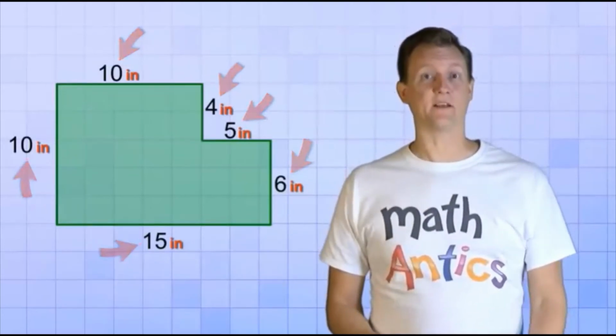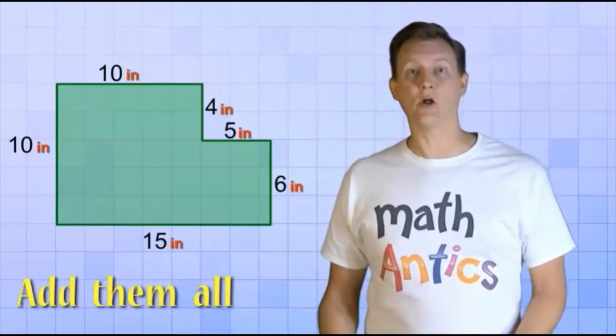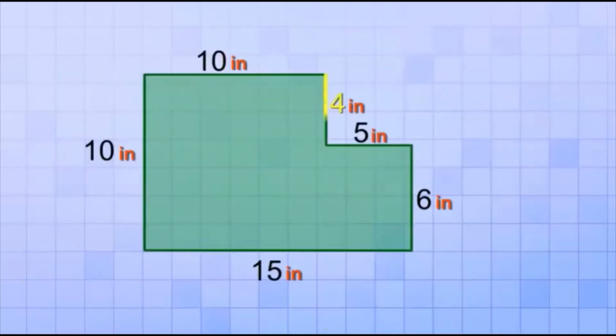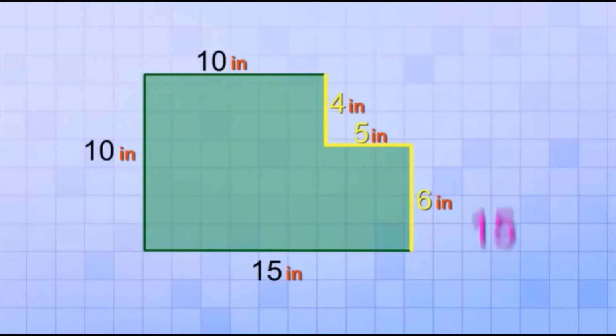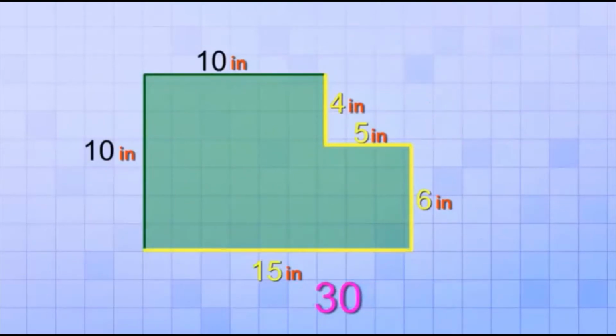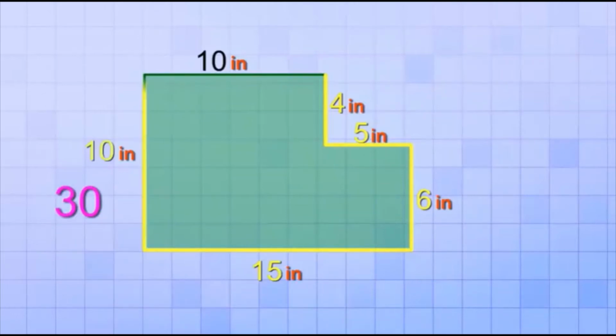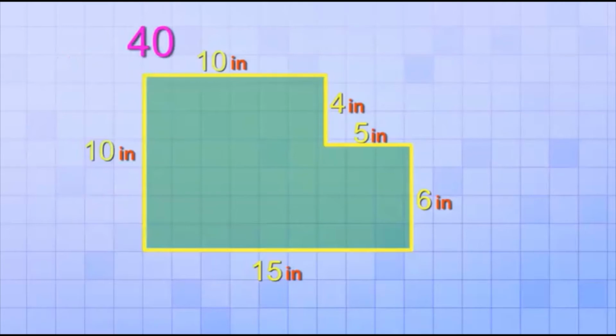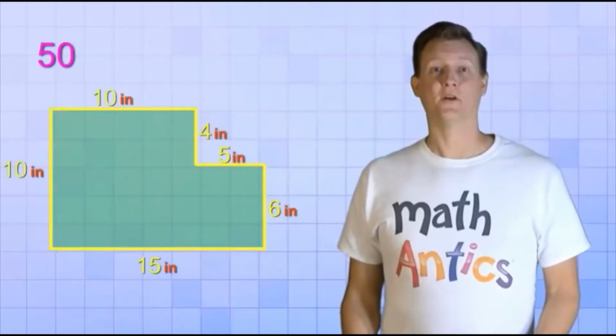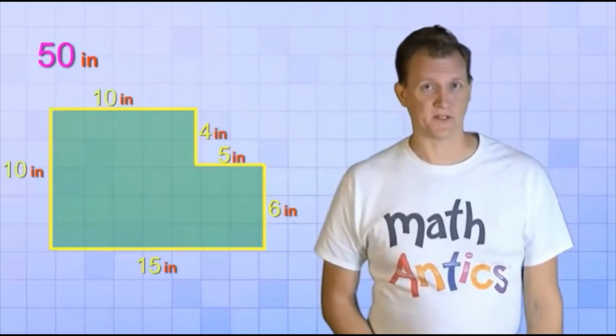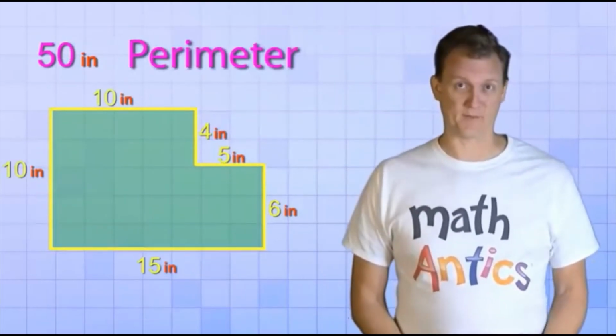And now that we know the lengths of all the sides, we can just add them all up to get the perimeter. 4 plus 5 plus 6 equals 15, and then 15 plus 15 equals 30, 30 plus 10 equals 40, and last of all, 40 plus 10 equals 50. So, the sum of all the sides is 50 inches, and that's the perimeter of this shape.